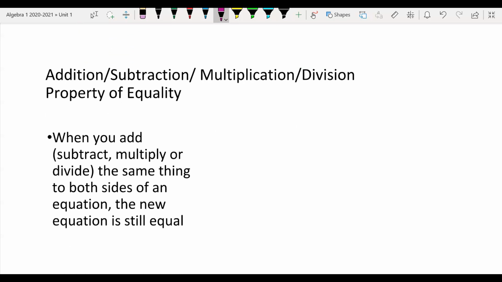The properties of equality are essentially what we just did. Whatever you do to one side of the equation, you have to do to the other side to make it the same equation. So, for example, if I had x plus 2 equals 5, if I subtract 2 from the left side, I also have to do that to the right side. That's called the subtraction property of equality, and it works for all of those. So what we just did in those last 4 problems, we used the property of equality to solve it.